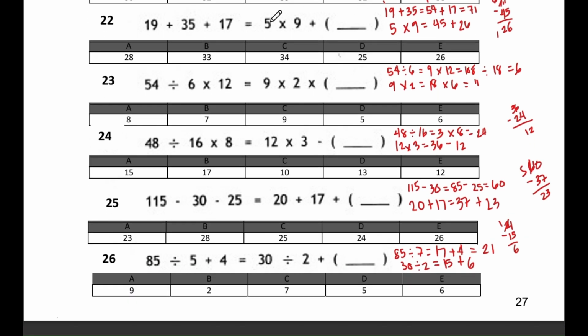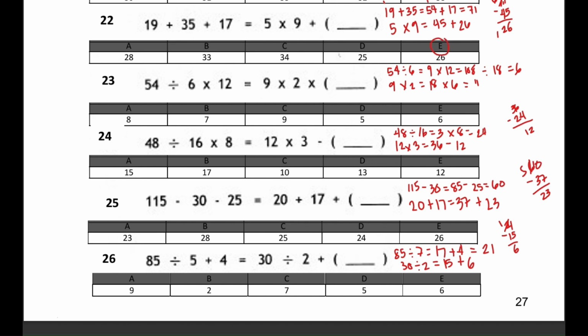Question 22. 19 plus 35 plus 17 equals 5 times 9 plus what missing number? The options are A, 28, B, 33, C, 34, D, 25, or E, 26. The correct answer is E, 26.